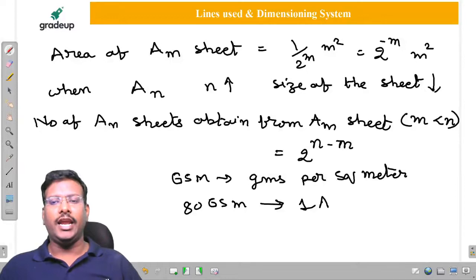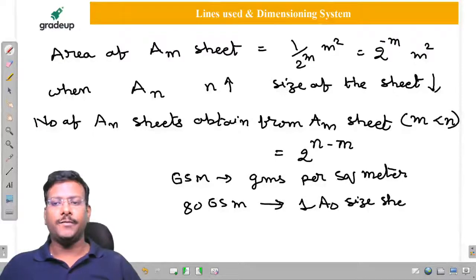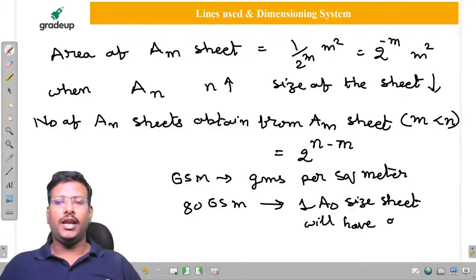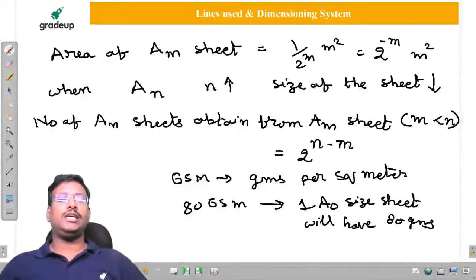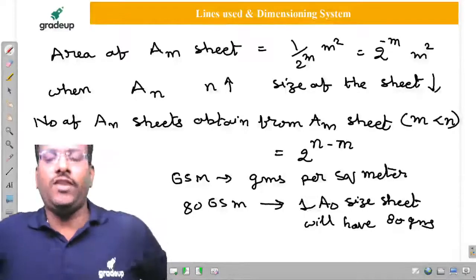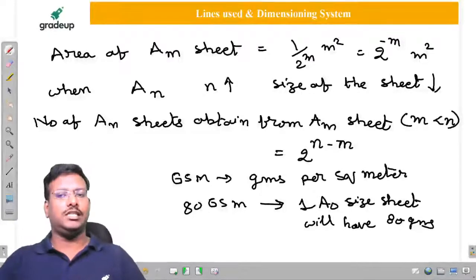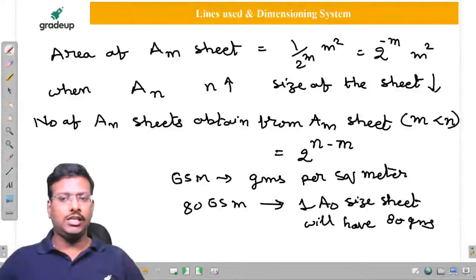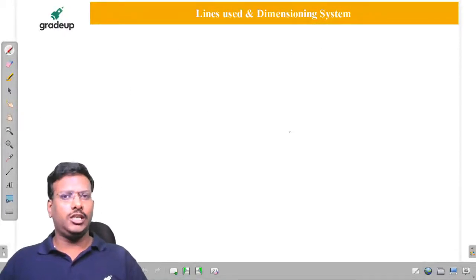An A0 size sheet will have 80 grams. 80 grams. Why, sir? Because one square meter is there for the A0 sheet. That's why it is considered as 80 GSM. Now, sir, up to this it is okay.